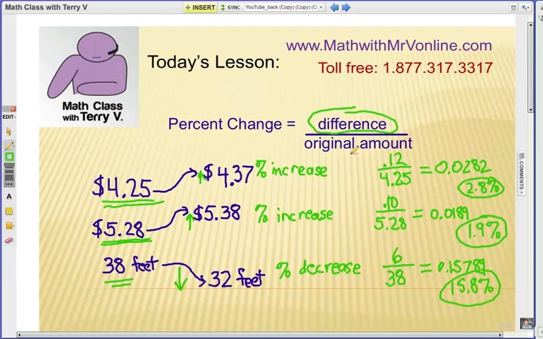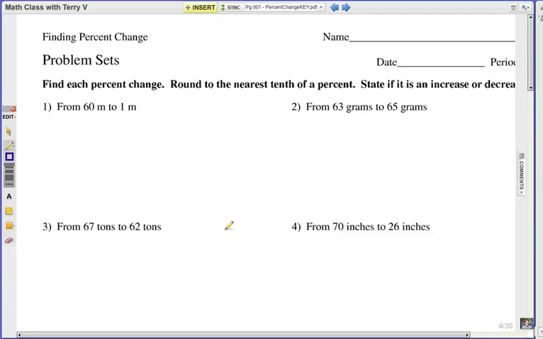All right, I want you to grab a piece of paper, grab a calculator, and try these. So number one, you go from 60 meters down to 1 meter. Obviously that's a percent decrease, but use the formula and figure it out. Notice how it says round to the nearest 1/10 of a percent, so that would be 3 decimal places. Number two, 63 goes up to 65. What percent increase is that? Number three, 67 goes down to 62. That's a percent decrease. And number four, from 70 all the way down to 26, another percent decrease. Okay, figure it out.